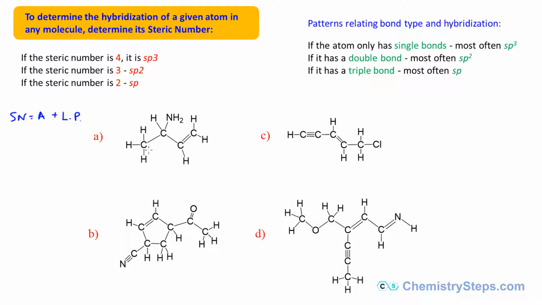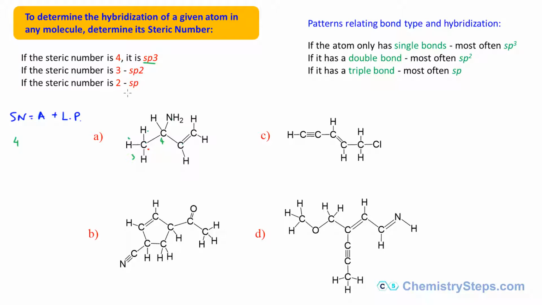For example, if we're starting from this carbon and we want to determine the steric number, we're going to add all the atoms that are around it and also the lone pairs of electrons. In this case we have 1, 2, 3 and 4, so 4 atoms around it, no lone pairs on the carbon, so the steric number is 4. So if the steric number is 4, then this is sp3 hybridization. On the next carbon, we have 1, 2, 3, 4 again, so this again will be sp3 hybridization.